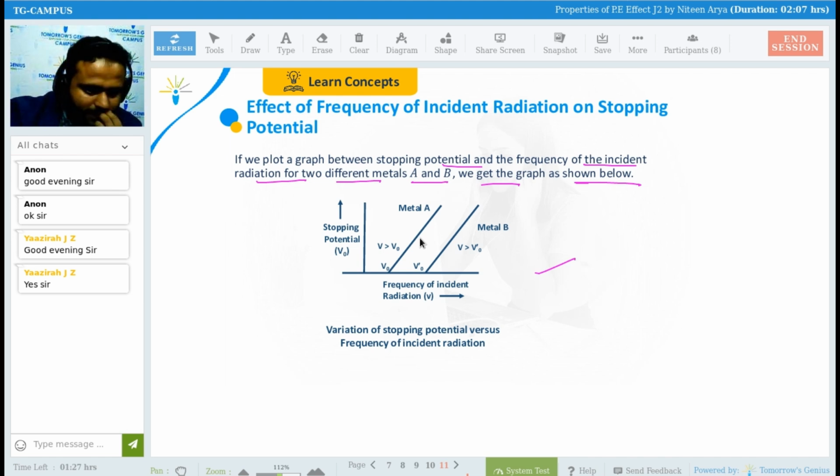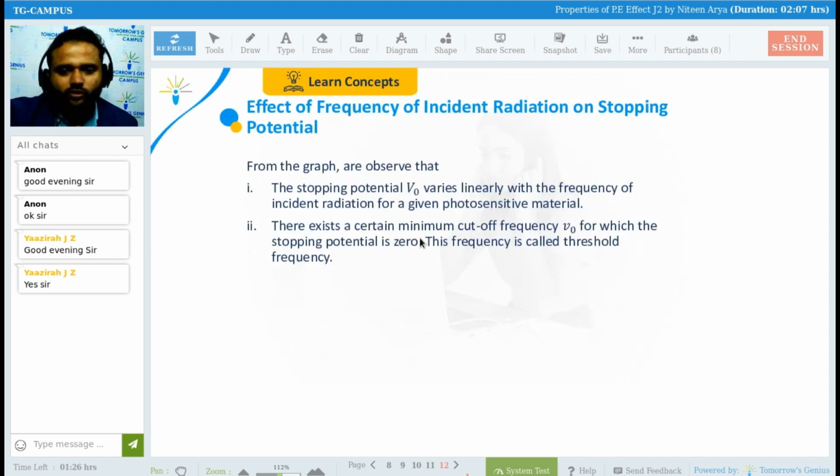From the graph, what we can see we are going to see on the next page, and then the laws of photoelectric emission we are going to discuss after a short break, because so much I need to speak in this. From the graph we observe that the stopping potential V naught varies linearly with the frequency of incident radiation for a given photosensitive material.